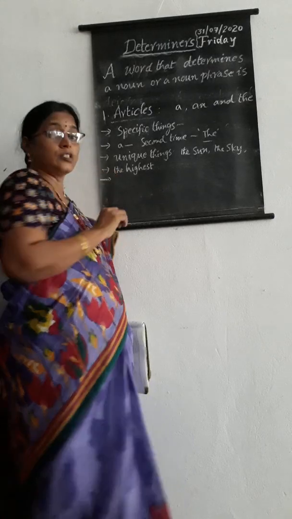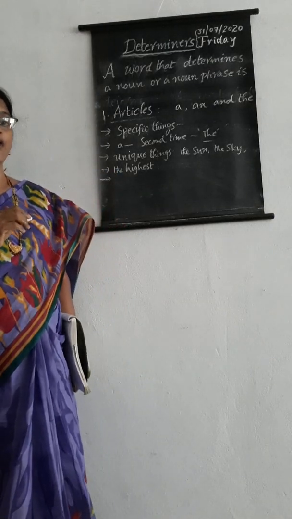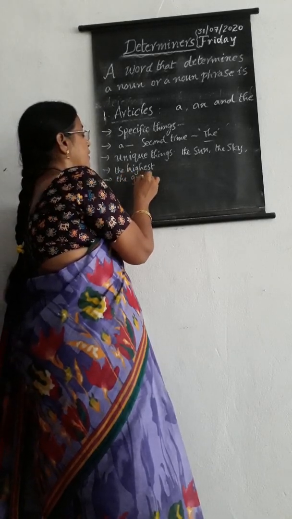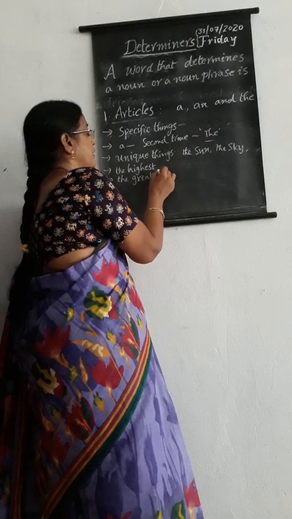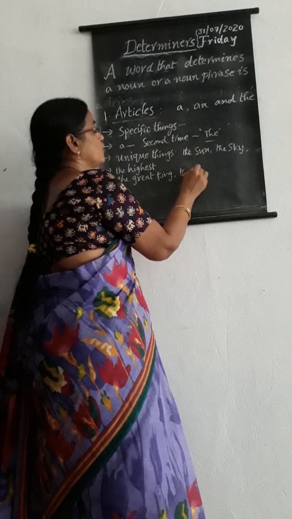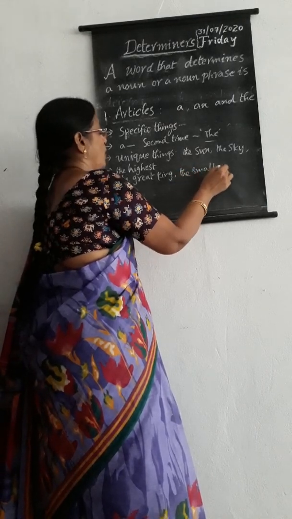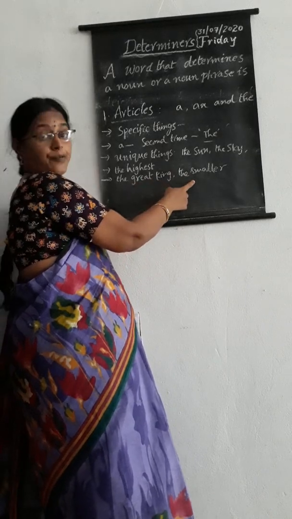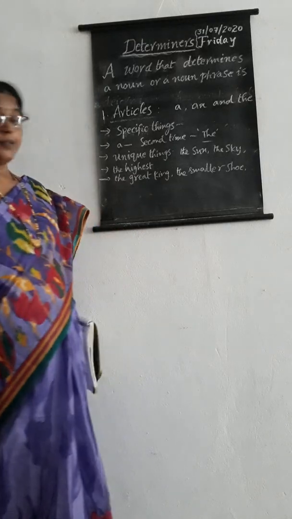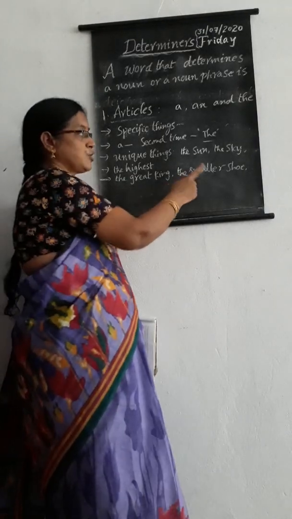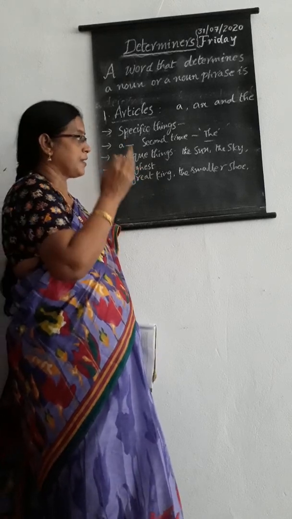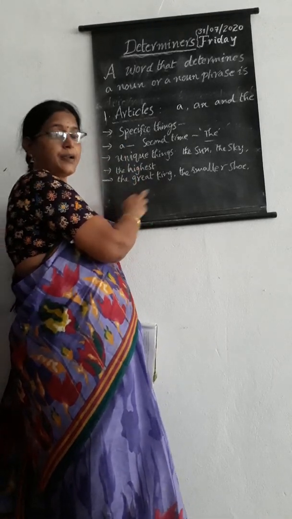And in some positive and comparative degrees also we have to use the definite article. Sometimes we say the great king, the smaller shoe. Before positive and comparative degree also we use the definite article: the smaller shoe. The higher you go, the cooler you get. In that way we have to use the definite article the.